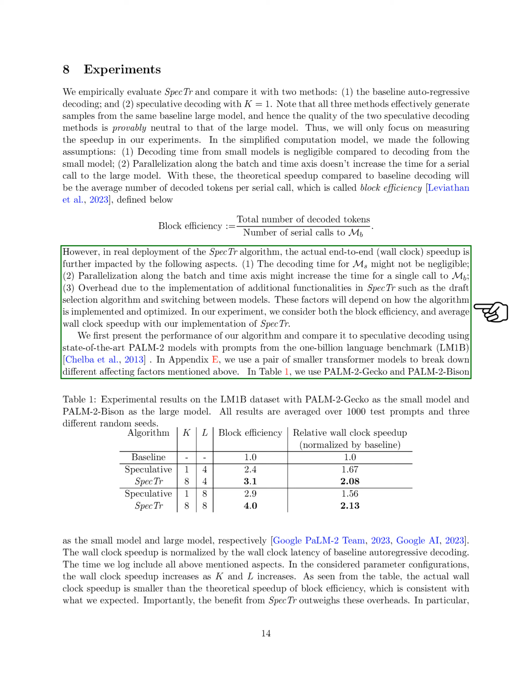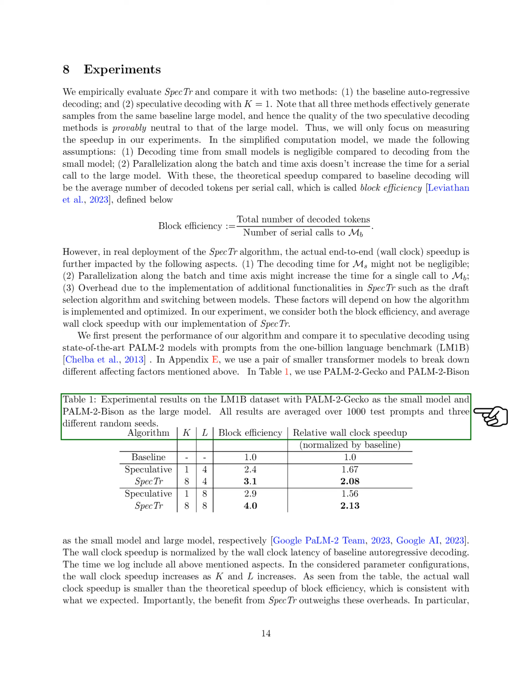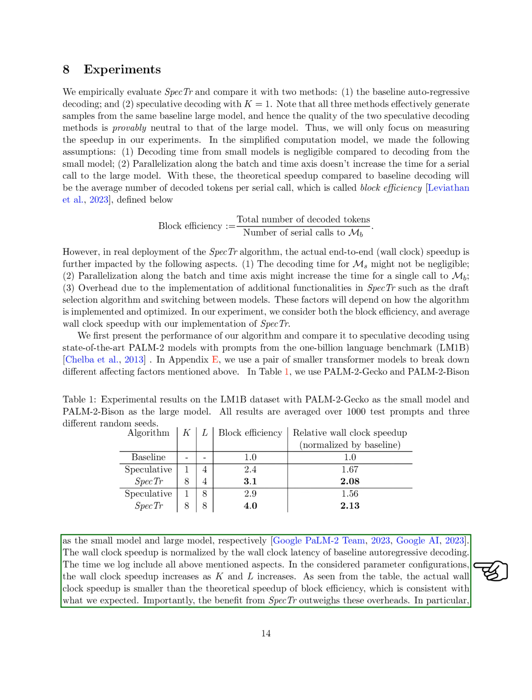We first evaluated the performance of our algorithm and compared it to speculative decoding using state-of-the-art PaLM-2 models with prompts from the 1 billion language benchmark, LM1B. We used a pair of smaller transformer models to analyze the different factors mentioned above. We used PaLM-2 Gecko and PaLM-2 Bison as the small and large models, respectively. The real-world speed increase was normalized by the latency of the standard autoregressive decoding. The time we logged included all the factors mentioned above.